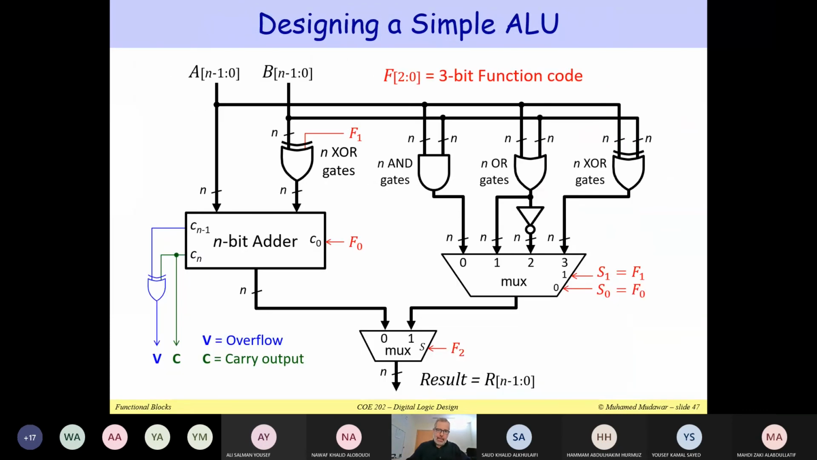So now we can design a simple ALU by thinking what are the components that I need inside my ALU. I'm going to use here an n-bit adder, only one adder that is going to add n bits. So A consists of n bits, B consists of n bits. But in the case of subtraction, I need to take the complement of B. In order to take the complement of B, I can use the XOR gate. In fact, I need n XOR gates to XOR B with F1.